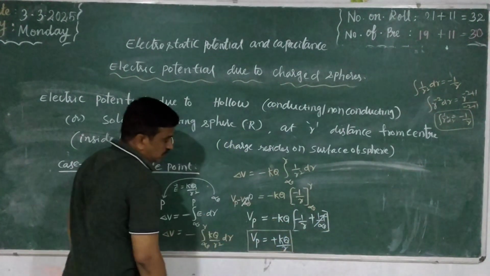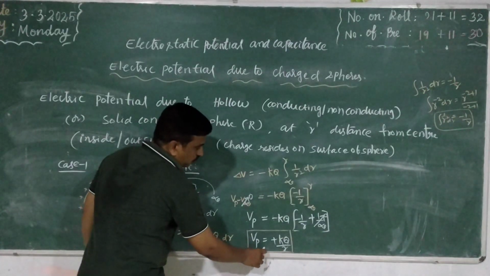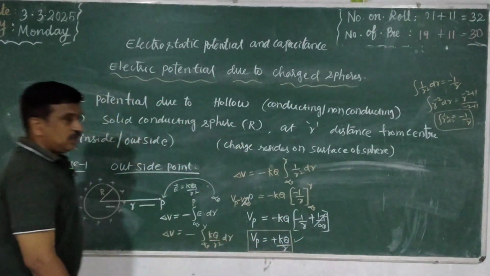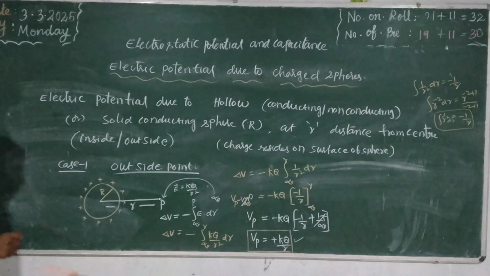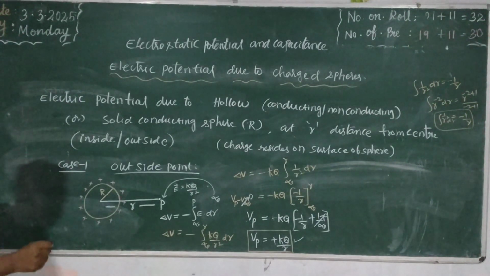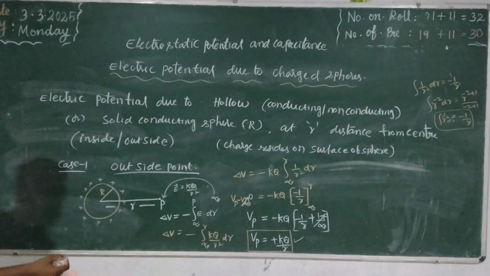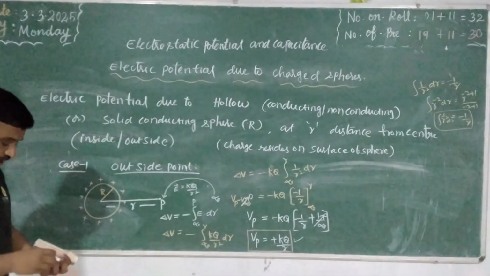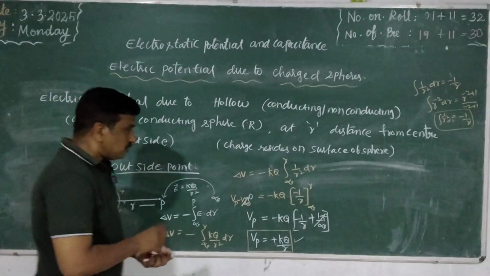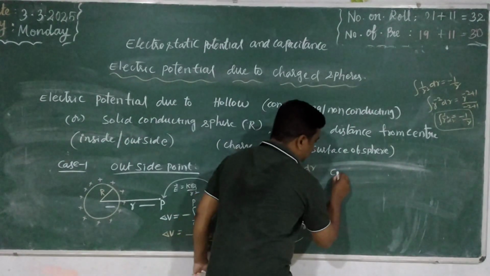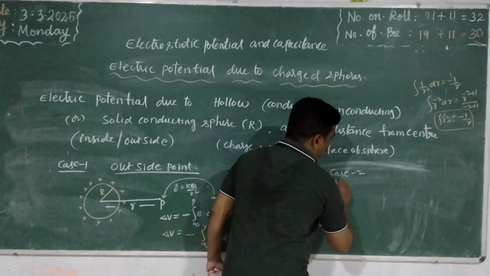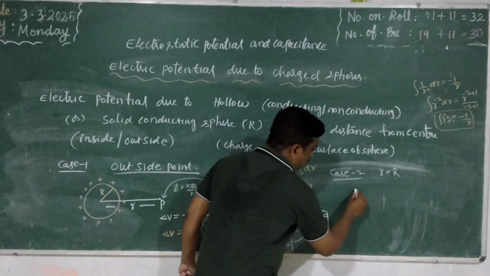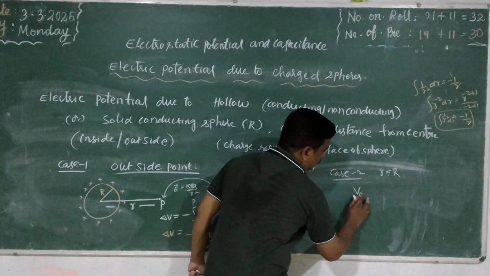Infinity is 0. The potential at P is equal to minus integral, giving KQ by r. It is the electric potential due to a hollow conducting, non-conducting or solid conducting sphere at a distance r from the center, at an outside point. Now case 2, on the surface. On the surface means small r equals capital R. So we can write the electric potential at the surface.